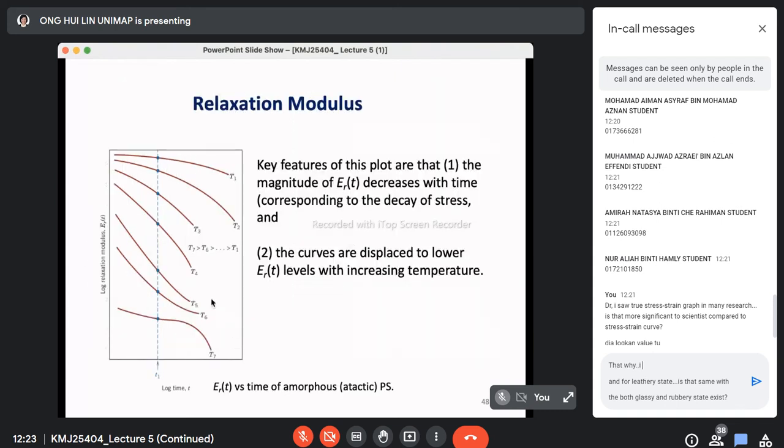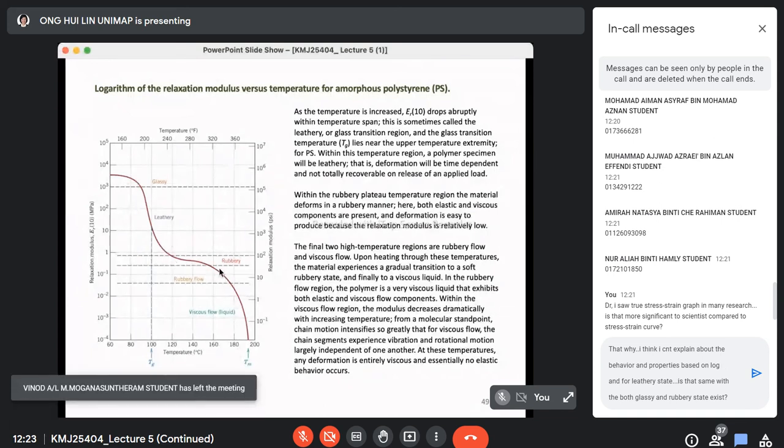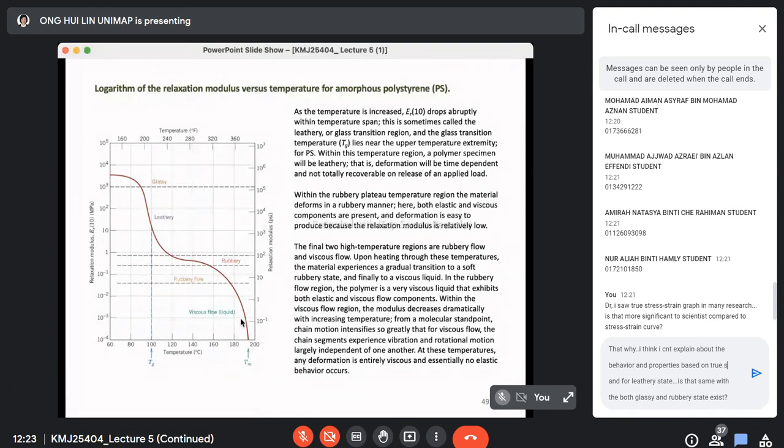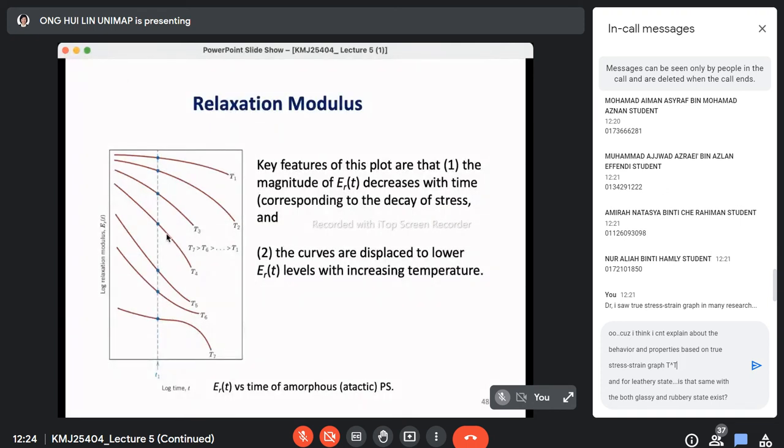To see the real pattern, this is the straight line, nothing more than a straight line, and it is easy for calculation. But for this one, it's easy for us to understand the behavior of the polymer. So it depends on the purpose. If you log the value, it is for easy calculation. If you unlog it, this is the original one, you can see the curve pattern. It is not for calculation purposes, but for us to understand well. So we can see the glassy part, the leathery, the rubbery, and it helps in explanation. If it is like the straight line, it is difficult to explain, but easy to calculate.